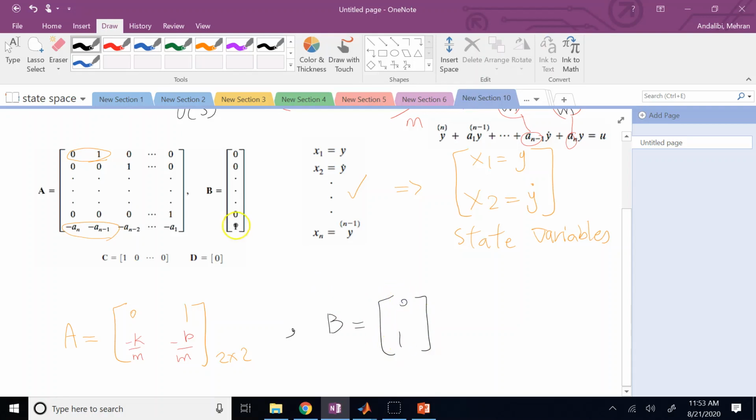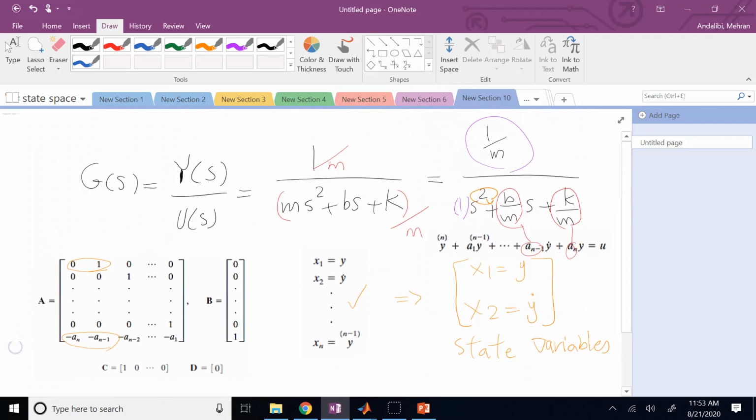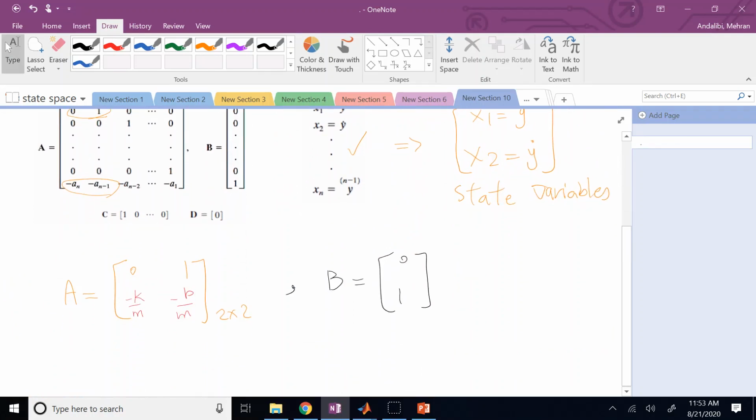Why? Because this is assuming that the numerator was 1. Now that your numerator is 1 over m instead of 1, you can bring this 1 over m here if you want and say y over 1 over mu is this. So your input, you can consider it instead of u to be 1 over m times u. So whatever you have other than 1 here, you multiply it by b. So your b is actually going to be 0 and 1 over m.